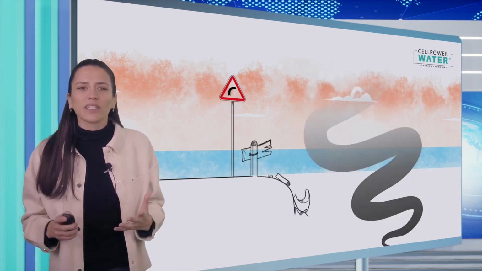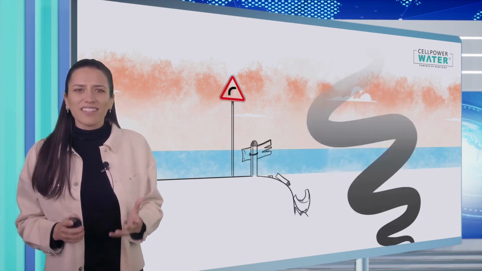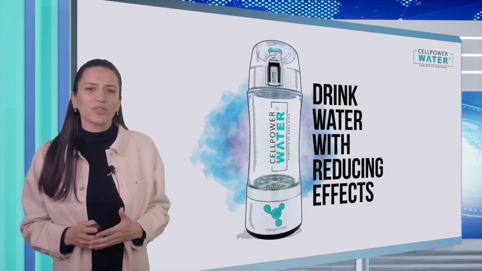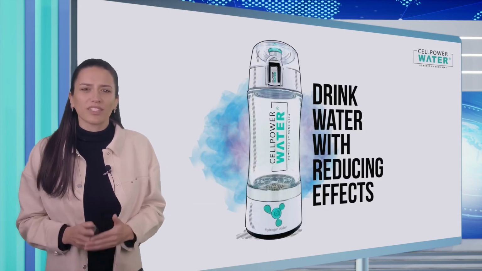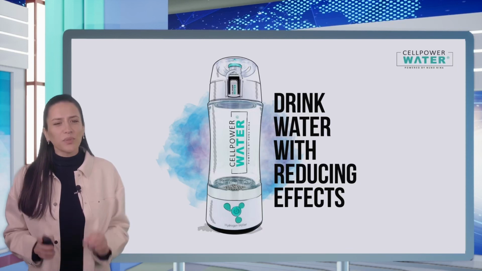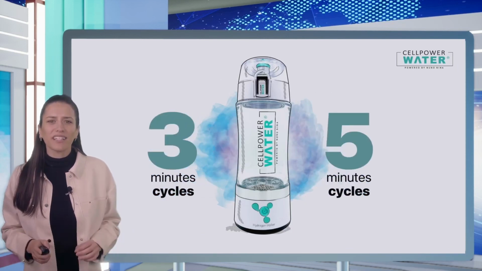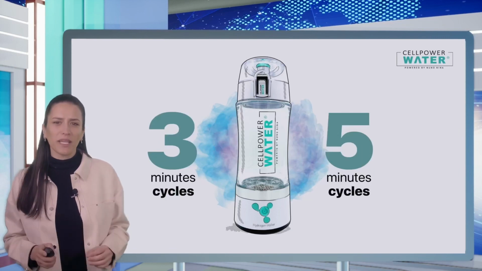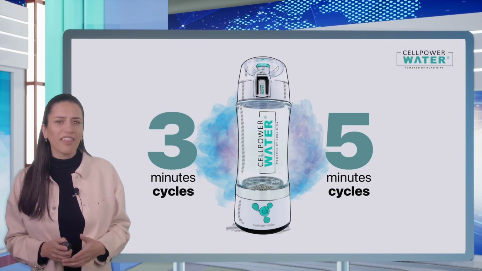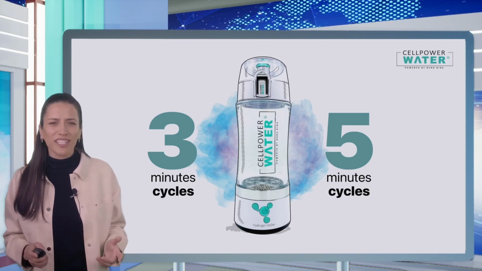Reduction is what actually controls the energy we need. Continuing the analogy, this accident represents an illness. This is what our bottle allows you to do, to drink water with reducing effects. And now let's see why the CellPower water bottle has 2 options, the 3-minute cycle and the 5-minute cycle. Both cycles produce water with reducing capacity, but the 5-minute cycle produces more hydrogen and therefore has a greater reducing capacity. So how should we use it?